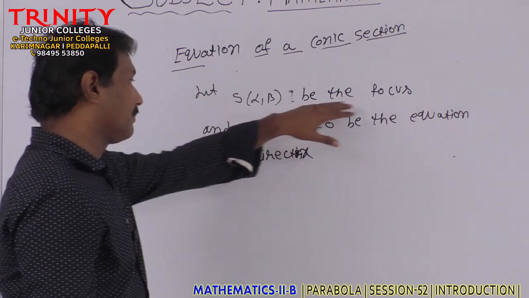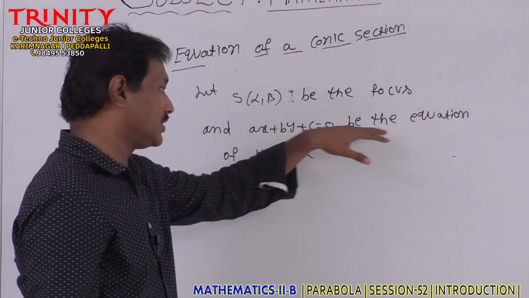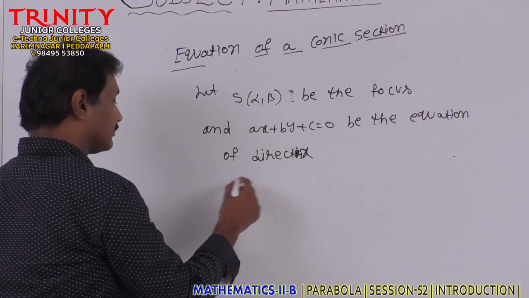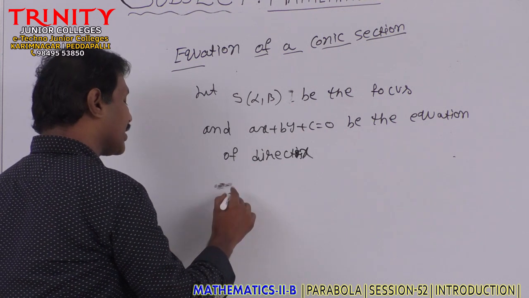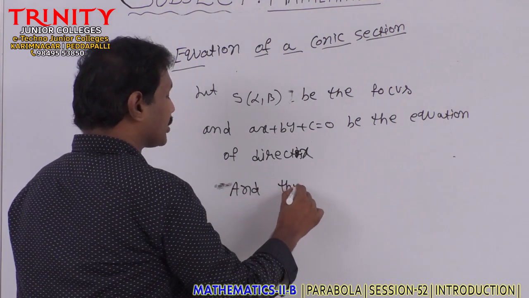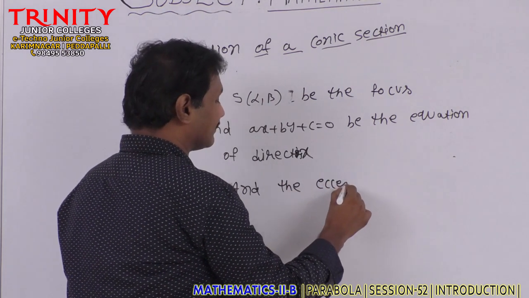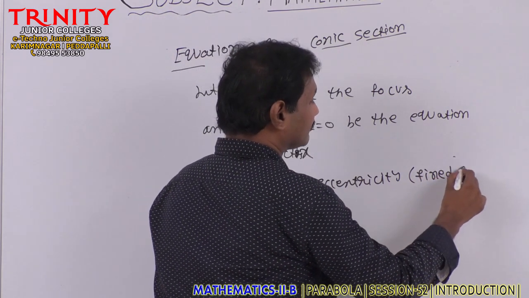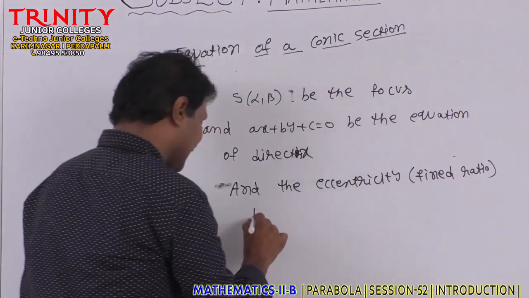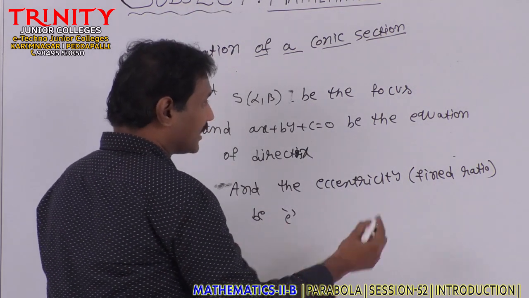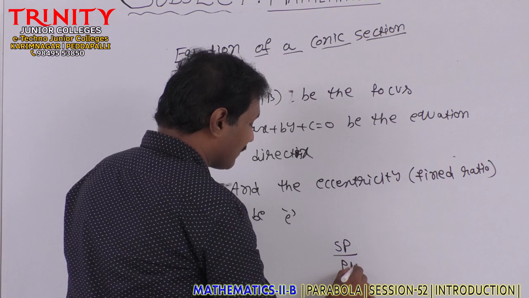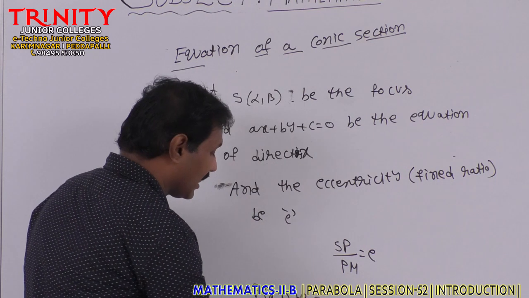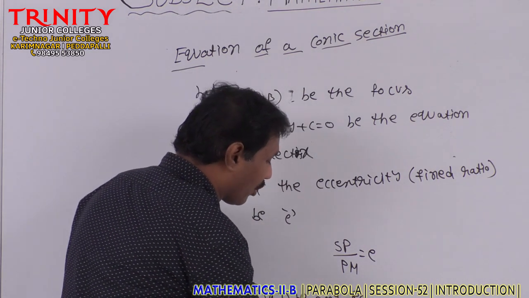Let S(alpha, beta) be the focus and ax + by + c = 0 be the equation of the directrix, and let the fixed ratio, the eccentricity, be e. Then we know the definition: SP/PM = e, where P(x1, y1) is any point on the conic.